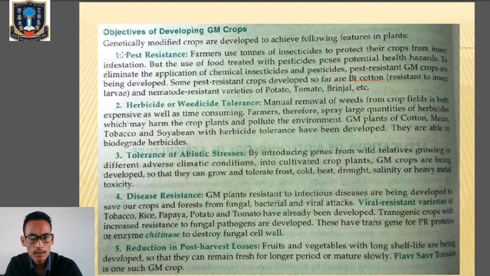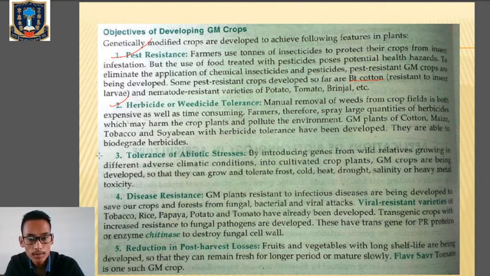Then number 2 we have got is herbicide or weedicide tolerance. Manual removal of weeds from the crop field is both expensive as well as time consuming for the farmer. This is true, and therefore the farmer also used to spray large quantities of herbicides to remove the unwanted herbs from the agricultural fields, which also pollutes the environment. So genetically modified plants of cotton, maize, tobacco and soybean with herbicide tolerance have been developed. We are developing plants which are tolerant to herbicides, and they are able to biodegrade herbicides also. So we are developing these crops with the help of genetic engineering.